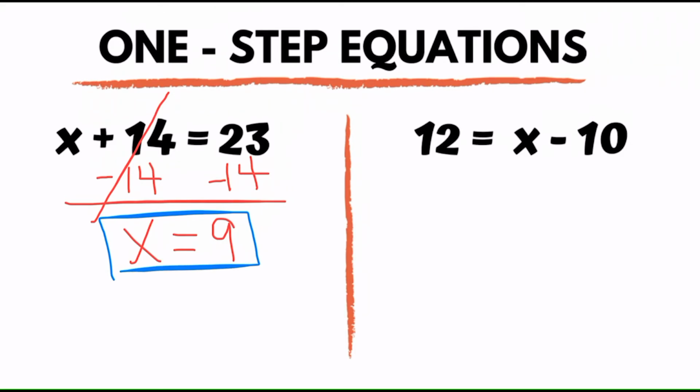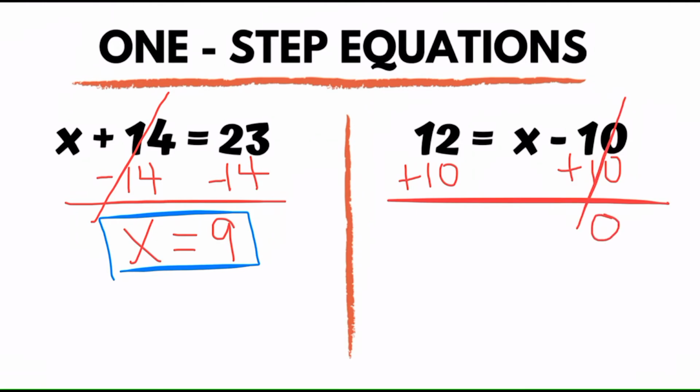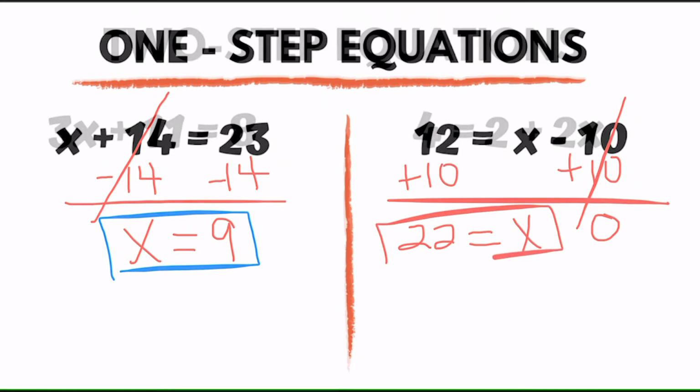Same thing on the second example, except this time we have 12 equals x minus 10. So to get x by itself, I'm going to have to add 10 to both sides so that I can get a 0 pair here on the right. Negative 10 plus 10 is 0, so those cancel each other out. I can bring down the x. 12 plus 10 gives me 22. So x equals 22.